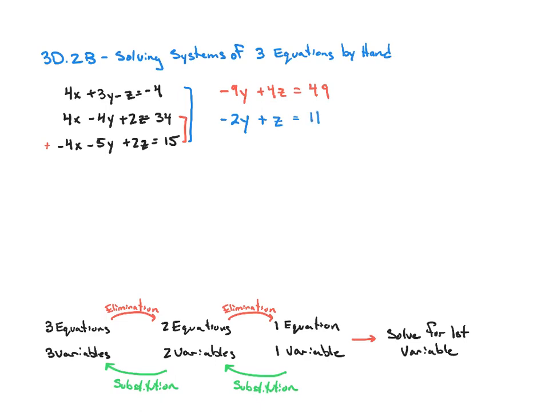Now I've done it. I've eliminated, and I have now two equations with the same two variables. It's not just any two variables down here. They have to be the same two variables. So we eliminated x twice. That's what we did. And now we're going to repeat this process.